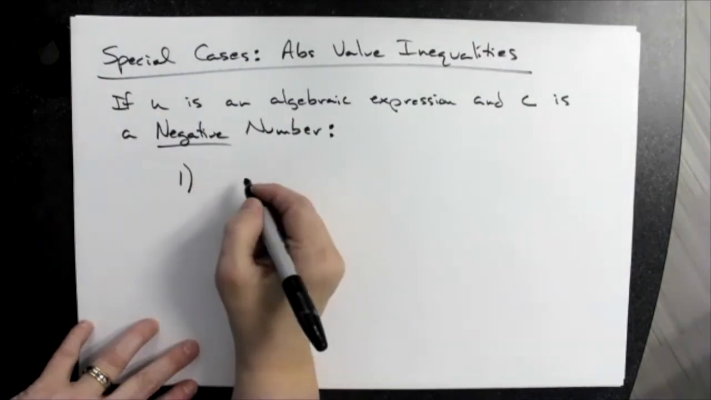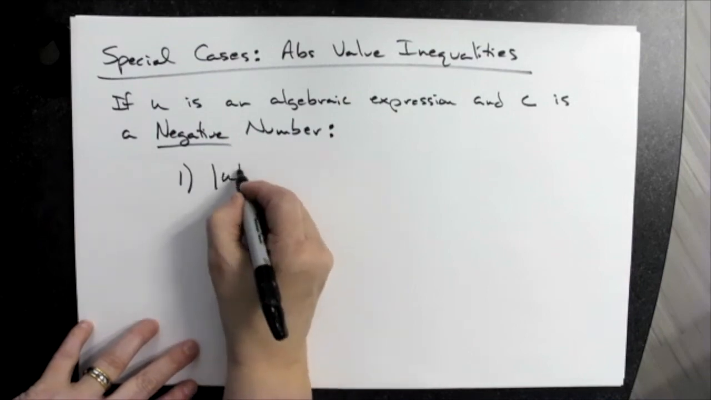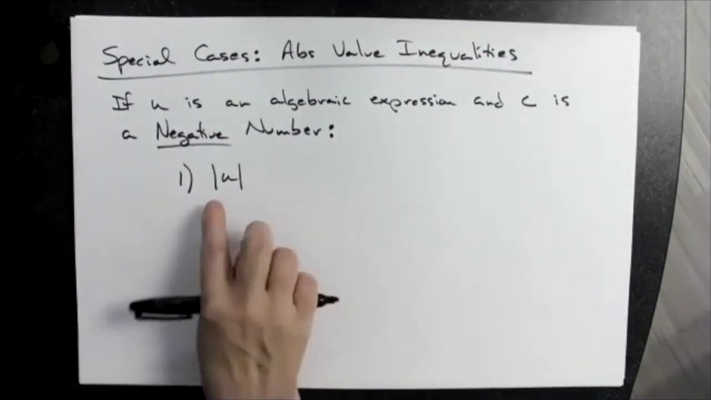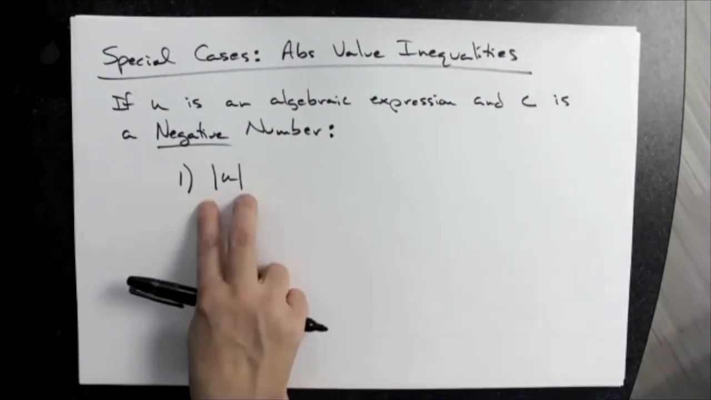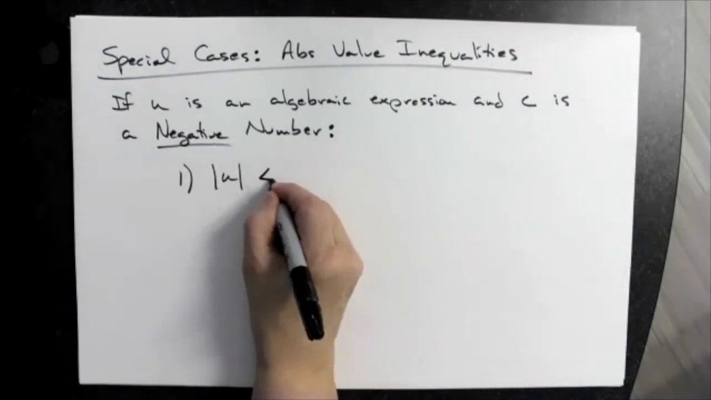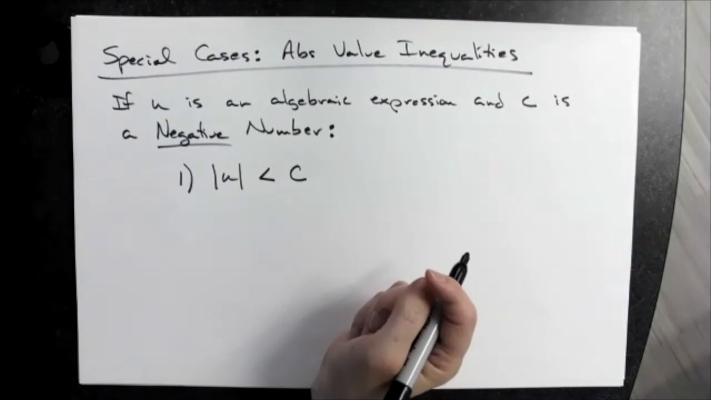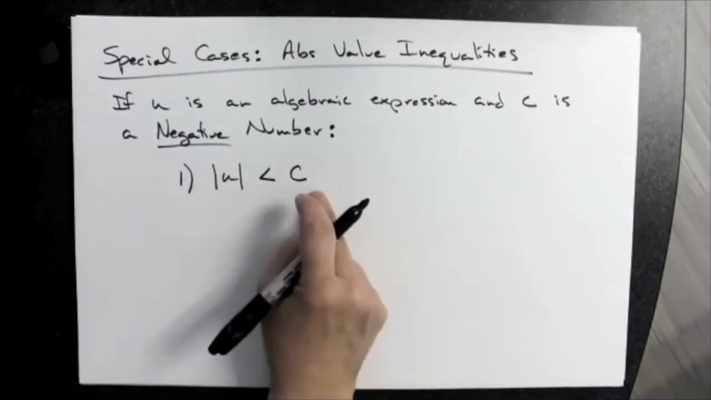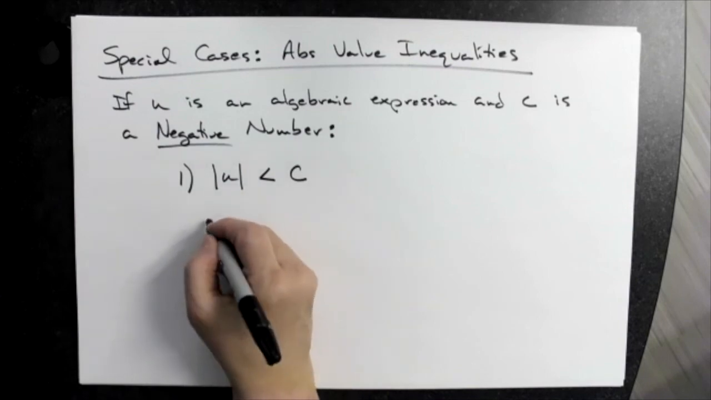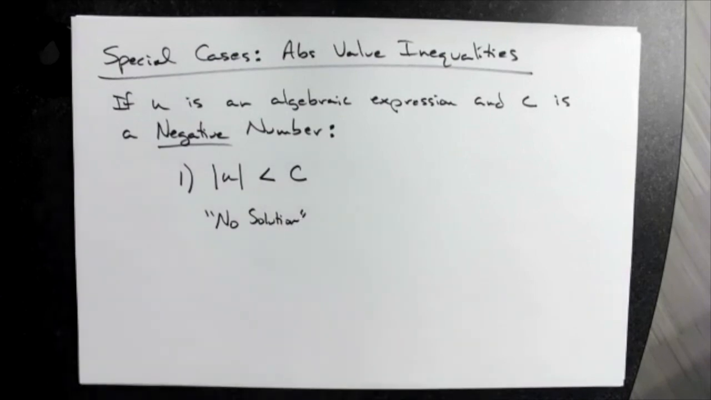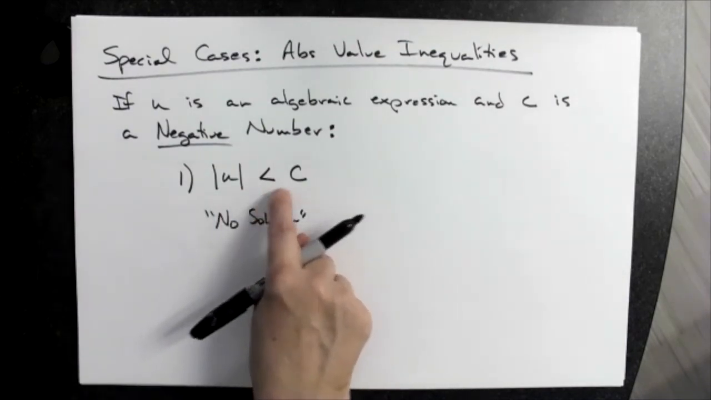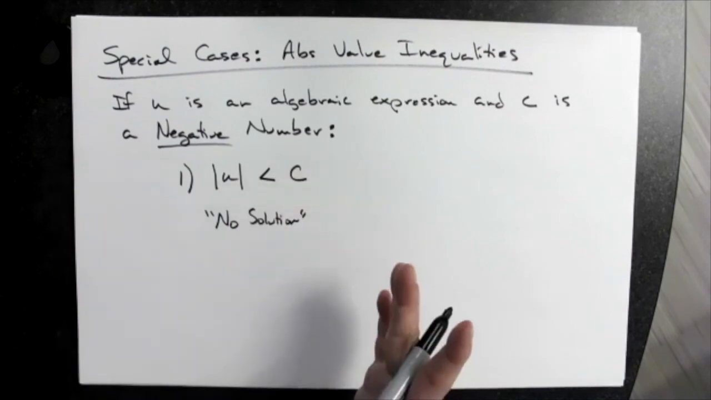I've got one possible scenario where I could have the absolute value of U, and we talked about this earlier. That's just some algebraic expression. So that could be x plus 4, it could be 2x minus 6. All right, some algebraic expression inside my absolute value bars, and it is less than a negative number, so less than C. All right, this is a no solution. Okay, just off the bat, no solution. All right, the absolute value, when I take the absolute value of something, it's going to become positive. A positive number will never be less than a negative number. If C is negative, that's never going to happen.